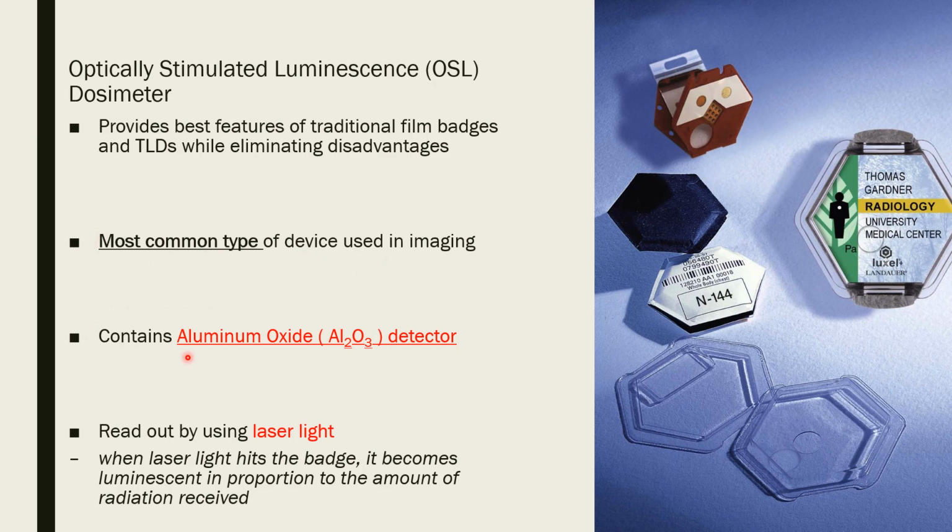It contains, and this is important to remember, aluminum oxide, Al2O3, detectors. They do like to ask these questions on the registries. The readout is done by a laser light, so again, it's optically stimulated luminescence. When laser light hits the badge, it becomes luminescent in proportion to the amount of radiation received. So the laser hits it, and if you received a lot of radiation, it's going to become super, super bright.